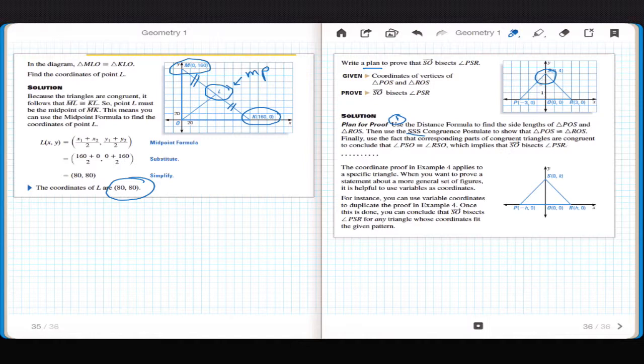So bisects means this is equal to this, and that makes sense. If these are the same amount, they're equal, and it's going through right through the center. So that's just what you would do. That's your proof plan. Go ahead and write that proof plan. You don't need to worry about this down here. You can read it, but really what I want you to focus on is that.